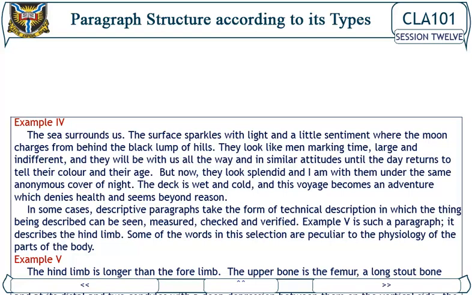Example 4. The sea surrounds us. The surface sparkles with light, and a little sentiment where the moon emerges from behind the black lump of hills. They look like men marking time, large and indifferent, and they will be with us all the way and in similar attitudes until the day returns to tell their color and their age.